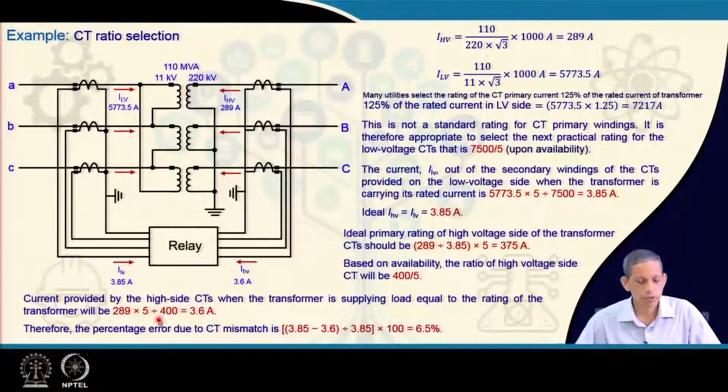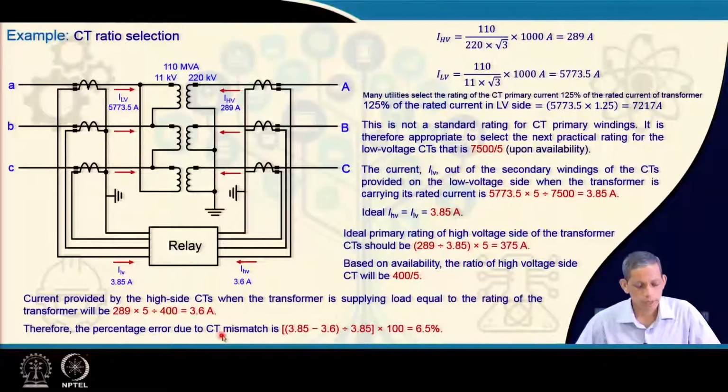289 into 5 is the CT ratio for this in the high voltage side. So, that will lead to 3.6 ampere during the rated load condition, which will be the corresponding high voltage side current entering the relay in each phase.